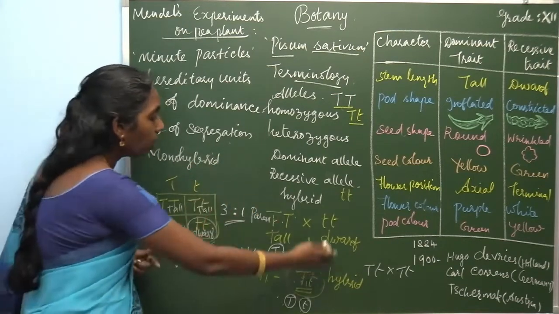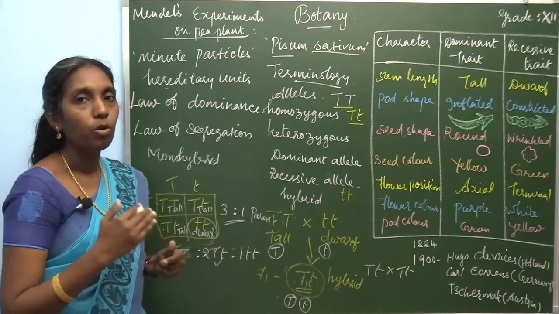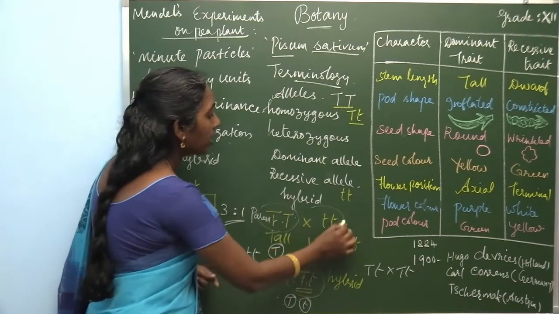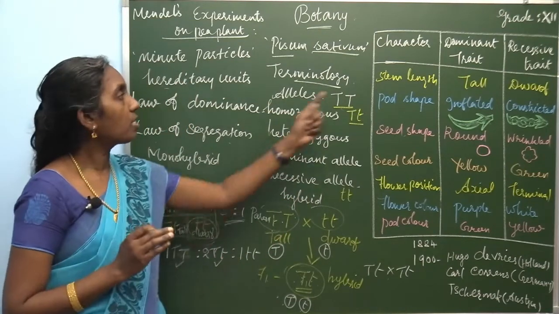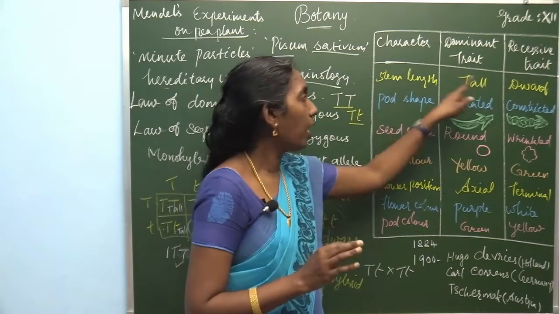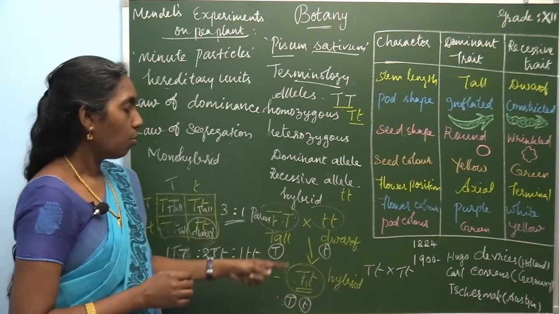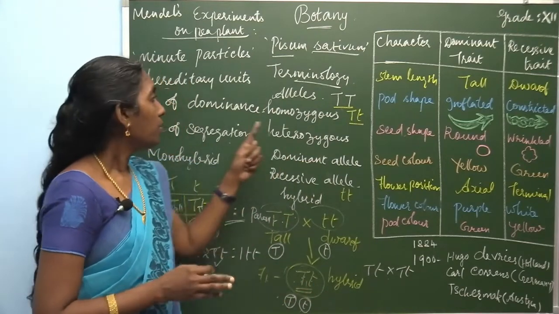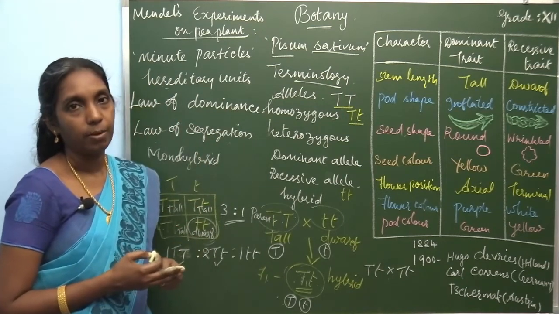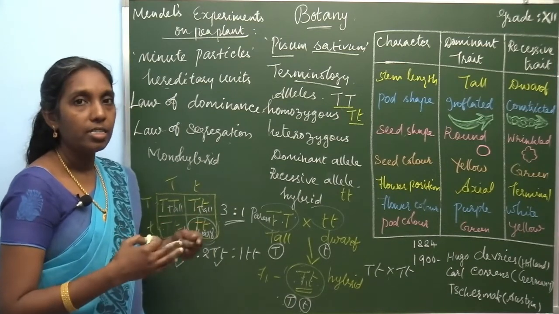So these two laws are based on monohybrid cross. What is monohybrid cross? Only one character is considered, that is stem length, only one contrasting character, tall and dwarf. Based on this, it gives the 3:1 ratio, and there are two laws, law of dominance and law of segregation. I hope you understand this. Let's see monohybrid cross in detail in the next class.